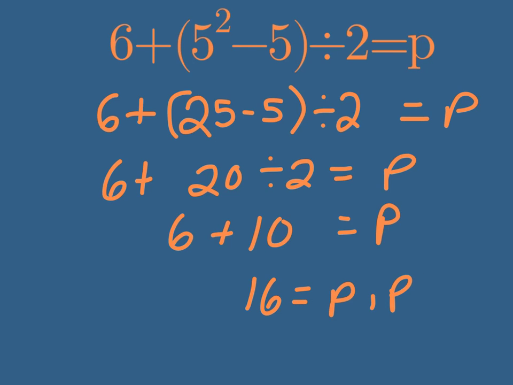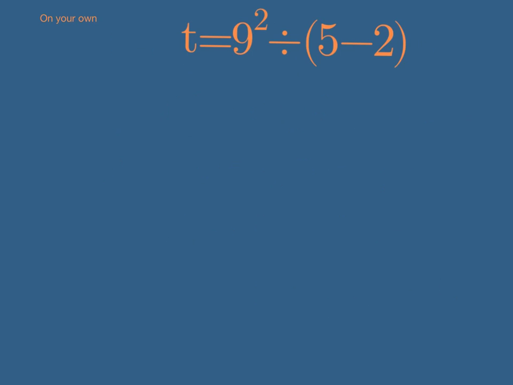So p equals 16. I always like to write the variable first. That's just how it's done. It looks weird the other way around. Another example I want you to try by yourself is try to figure out what t equals. Pause the video and see what you get.